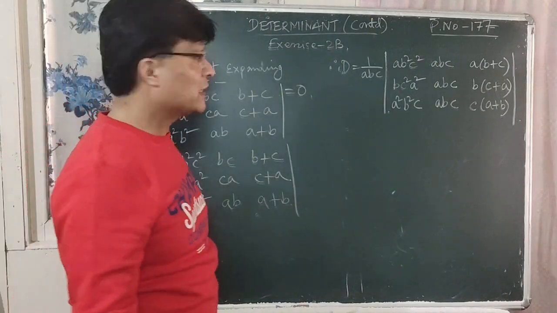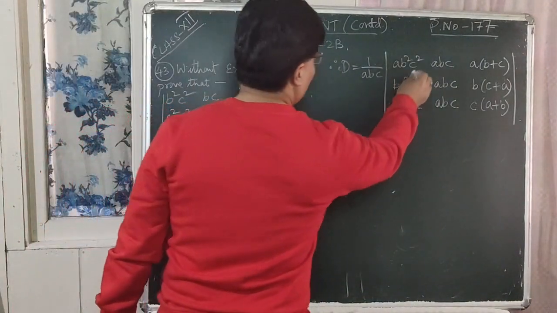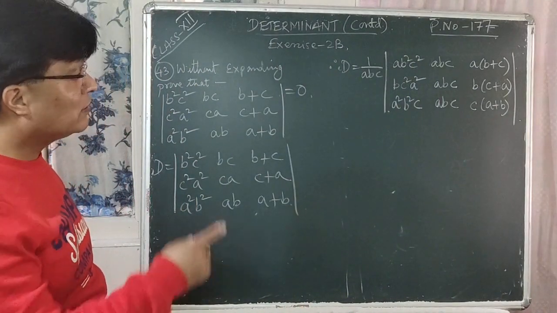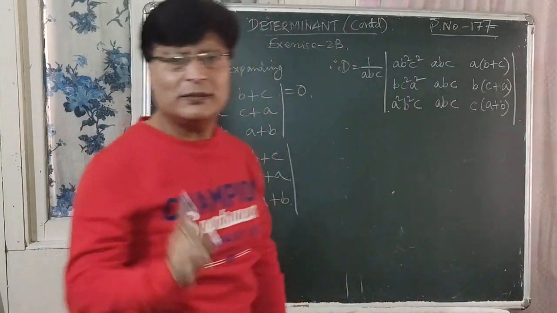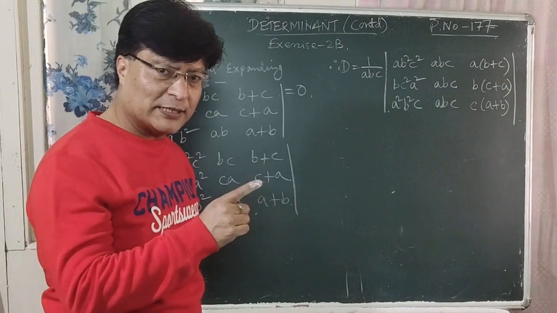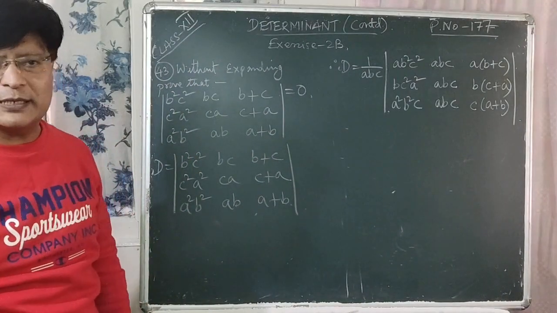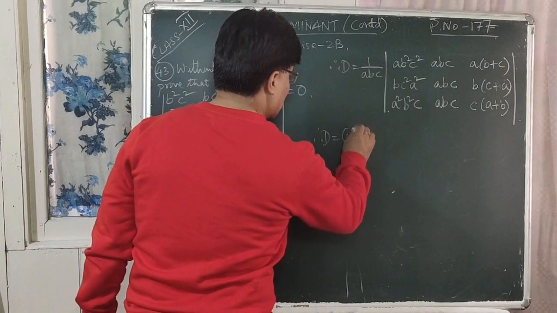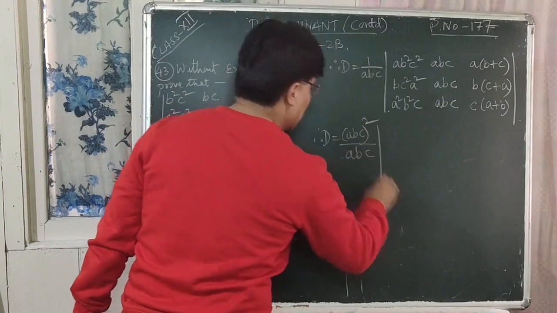Okay. So now what will you do? There is something common now. In the first column, what is common? Throughout the term, ABC. And from the second column also, what is common? ABC. That means ABC whole square. From the first column, ABC is common. From the second column, ABC is common. Take them outside the determinant, so it becomes ABC whole square. So therefore, D is equal to this ABC whole square divided by ABC, right?